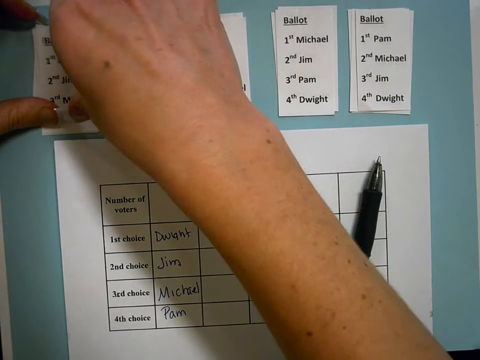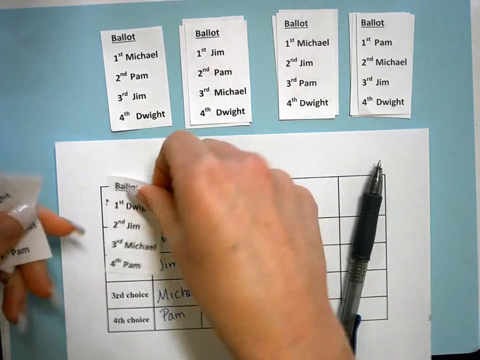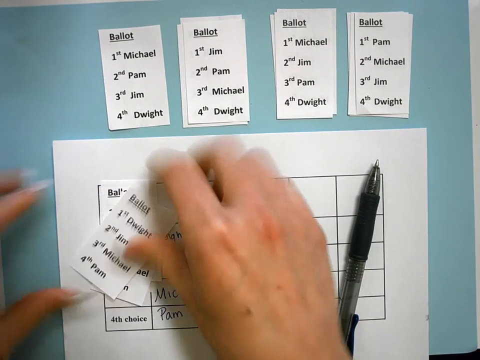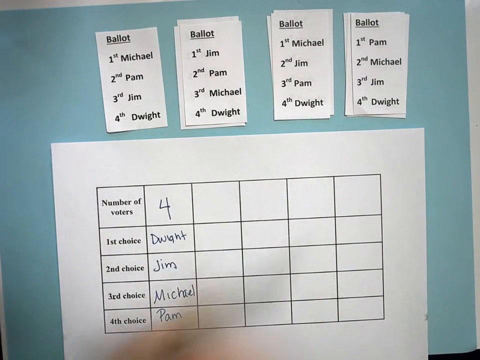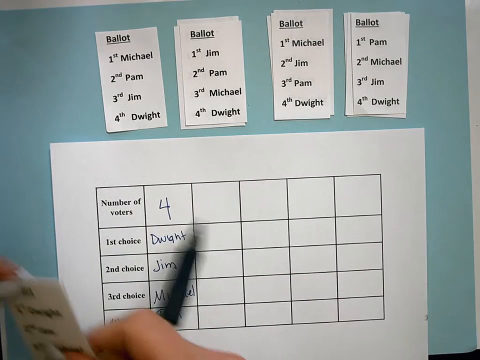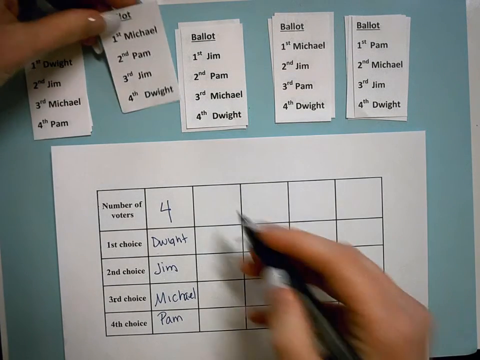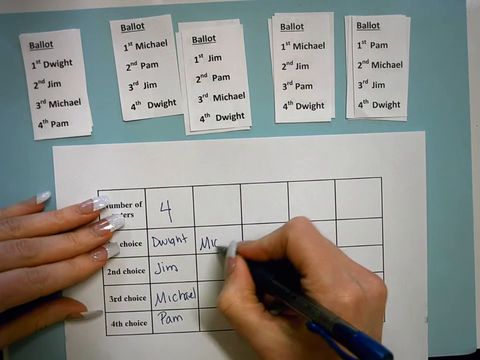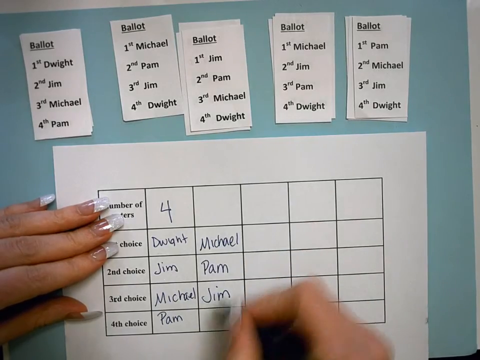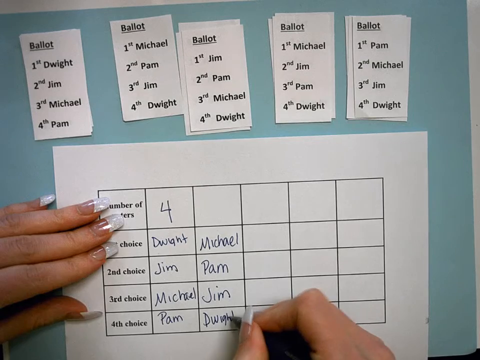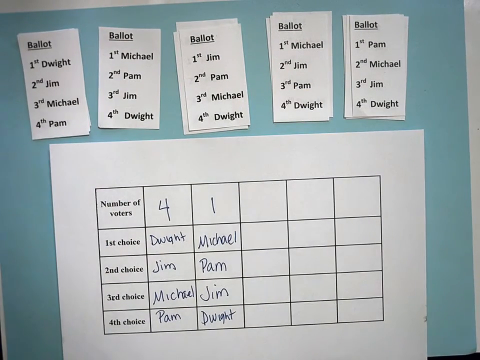Now, the number on top is how many people voted this way. So that's 1, 2, 3, 4. There's 4 people who voted that way, so I'm going to put a 4 on top. That represents 4 voters who voted that way. Now I'm going to move to my next group. My next group was Michael first, Pam second, Jim third, and Dwight fourth. If I count these up, there's only one. So I put a 1 on top. There's only one person that voted that way.